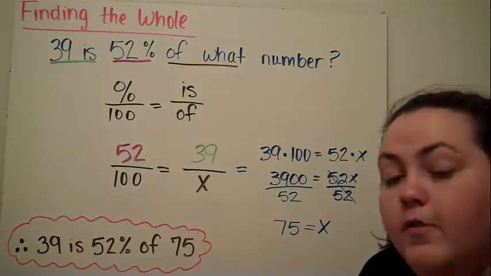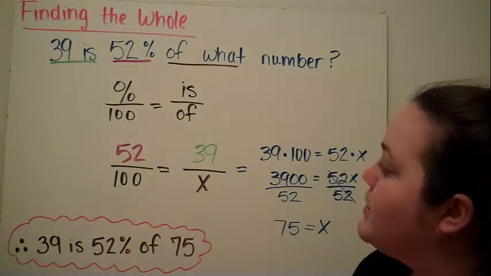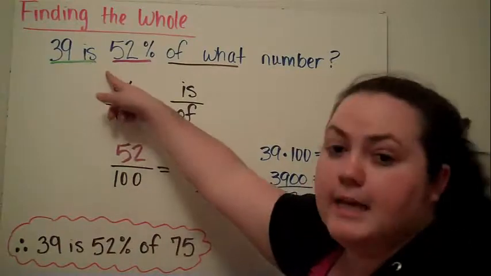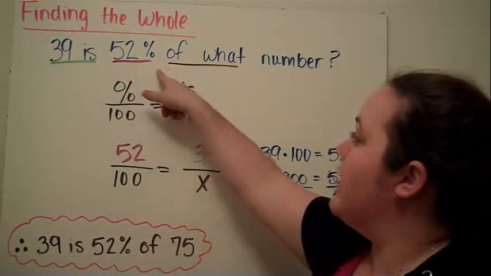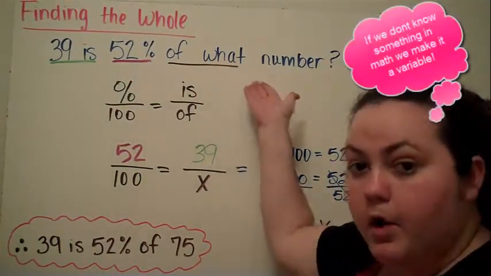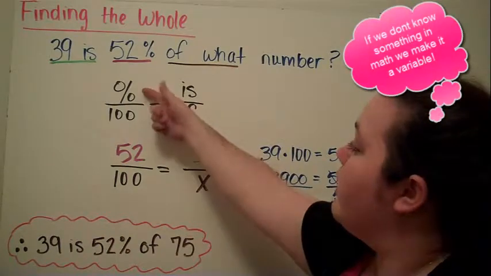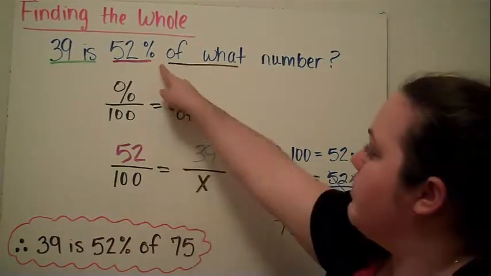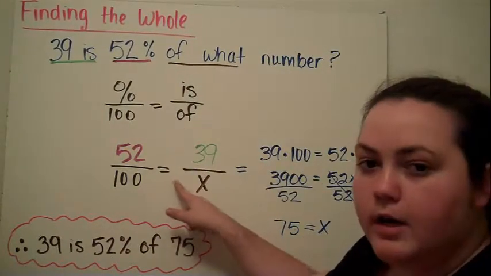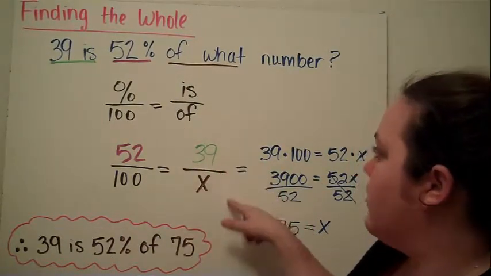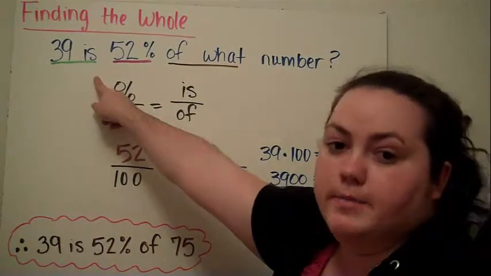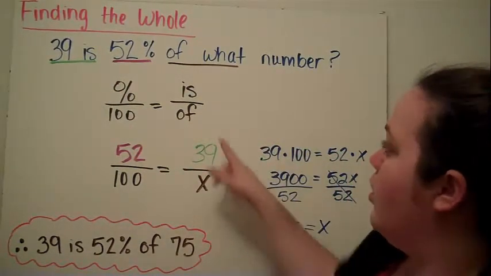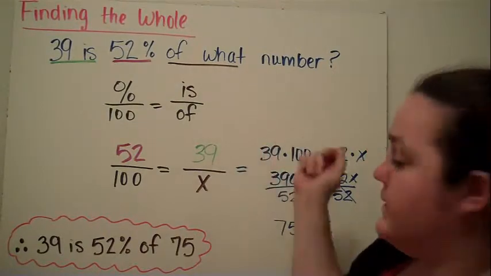Finding the whole. If I know the part, I know the percent, I need to find the whole. So if I have 39 is 52% of what number? Well, I don't know. Okay, so I have percent over 100 equals is over of. 52 is my percent, so 52 over 100 equals is over of. 39 is my is, or my part, over my whole, that's my of. I don't know what it is.